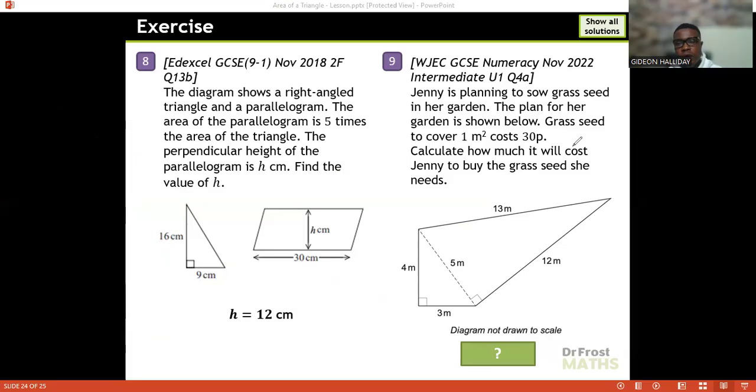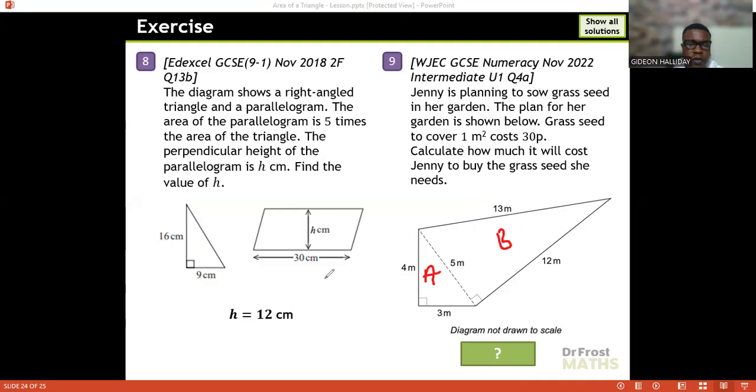Jenny is planning to sow grass seed in her garden. The plan for her garden is shown here. To cover 1 meter square, it costs 30 pence. So we need to find this is area A and this is area B. This is one triangle, so there are two triangles.